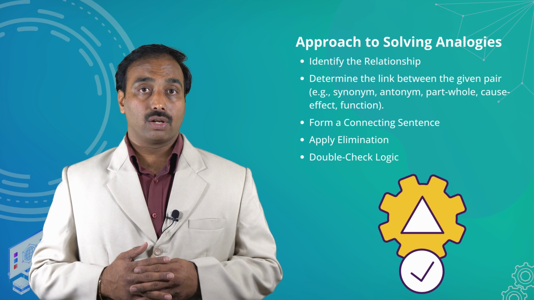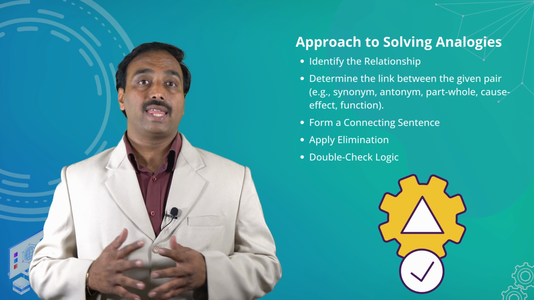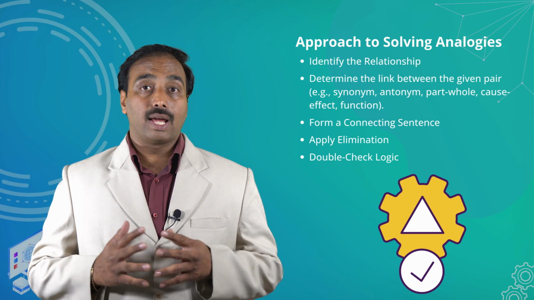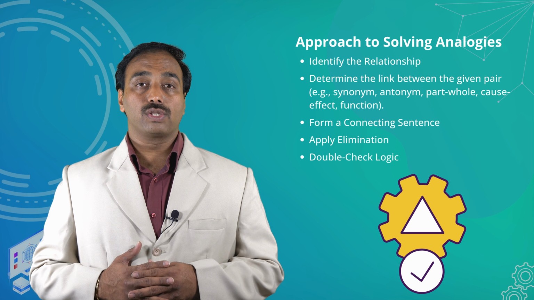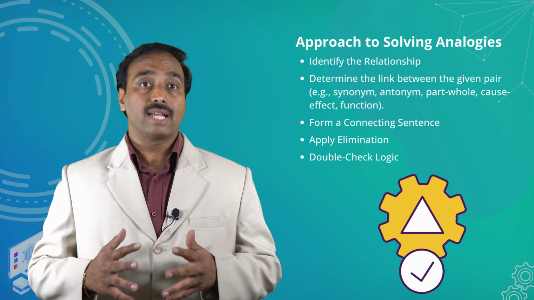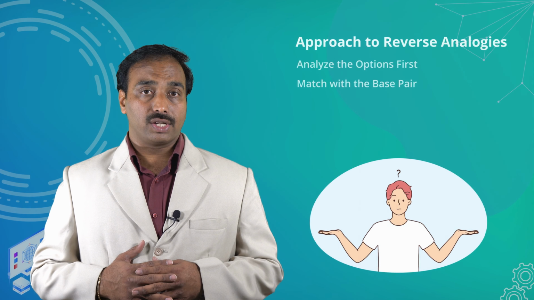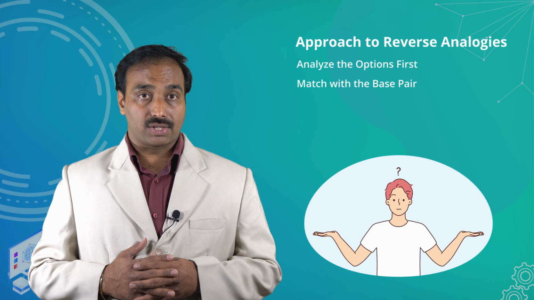Apply elimination. Rule out options that do not fit the exact relationship. Double check logic. Ensure the chosen pair maintains the same relationship as the original. Approach to reverse analogies: analyze the options first.